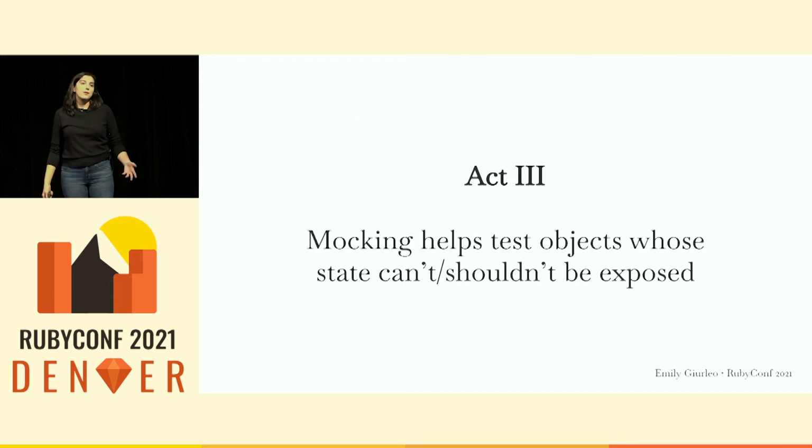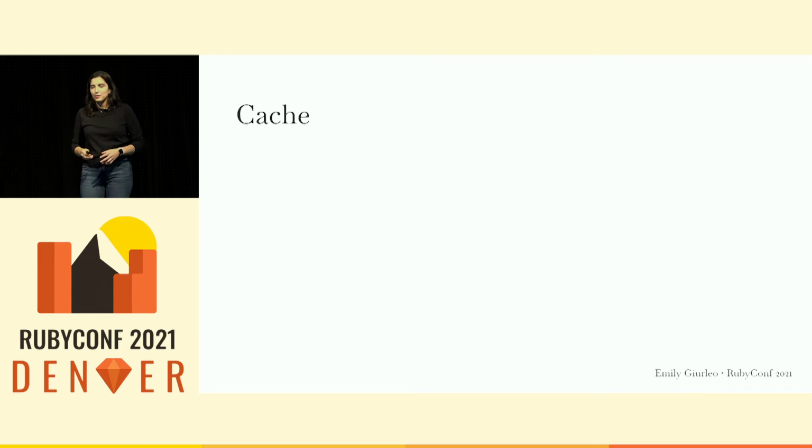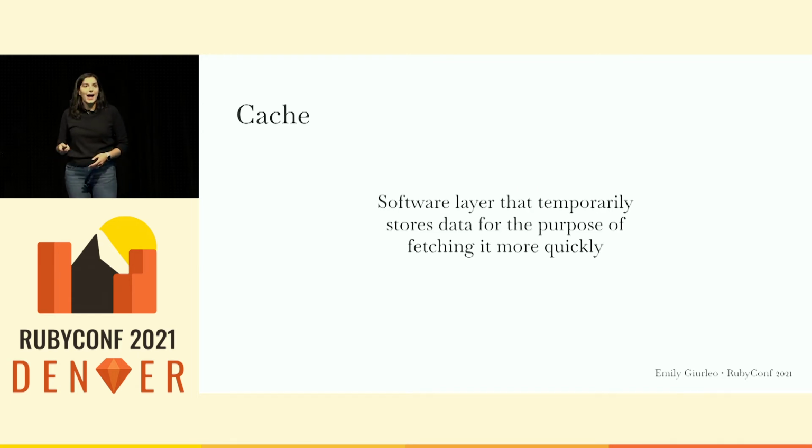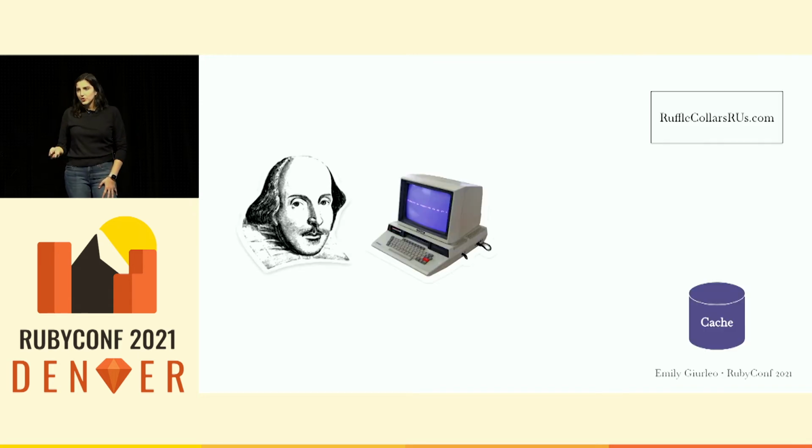The final scenario I wanted to talk about where mocks can really benefit us is using mocks to test objects whose state can't or shouldn't be exposed. The best example that I've come across for this is a cache. Now, there are many different types of caches, but for the purpose of this talk, I'm going to say that a cache is a software layer that temporarily stores data for the purpose of returning it more quickly in the future. Now, the cache that we interact with most is probably our browser cache.